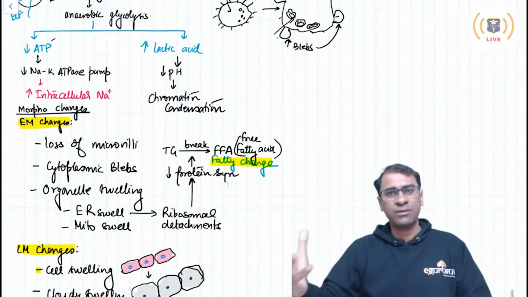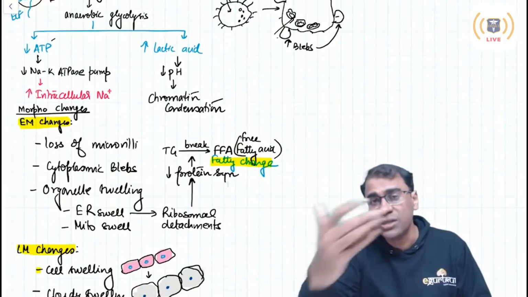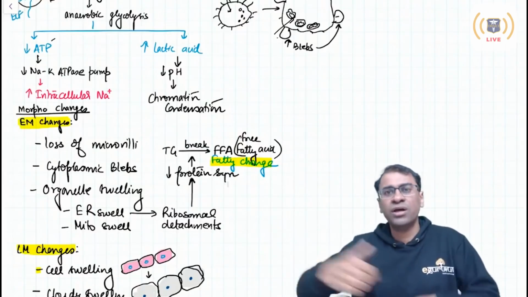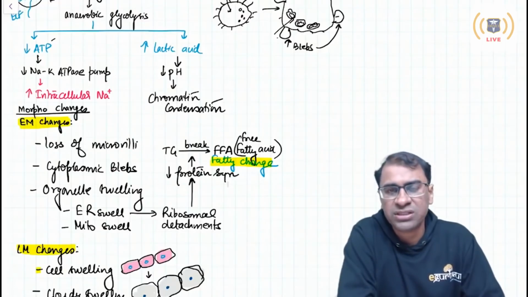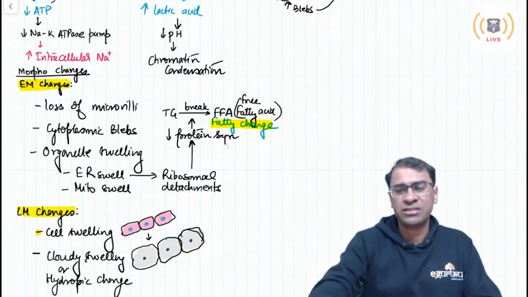There may be good things about it and some bad things, but ultimately what matters is whether the faculty is able to teach you these things. Now, this was about the reversible injury findings, and next we'll move to the irreversible injury findings: necrosis and apoptosis. But right now, this is about reversible injuries.